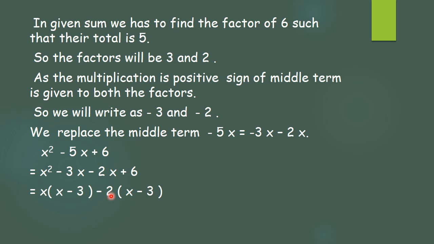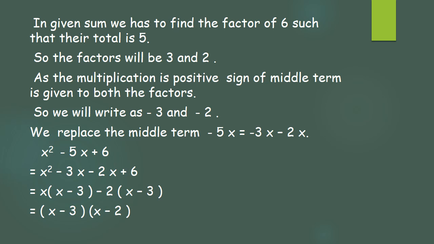Always remember, when we take a minus sign common, the sign of each and every term changes. So this plus becomes a minus. Now we get x into x minus 3 minus 2 into x minus 3. This bracket is the same, x minus 3, so we take that factor common again. What is left from here is x, and from here is minus 2. So the factors of x square minus 5x plus 6 are x minus 3 and x minus 2.